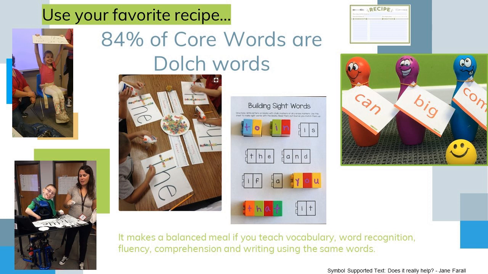So now we're going to get into the core vocabulary. 84% of core words are actually Dolch words. So it really does make a balanced meal if you teach vocabulary, word recognition, fluency, comprehension, and writing using those same words. You can see in the pictures here how we've taken just those sight words and core words and have given our students a multimodal approach to learning those words.